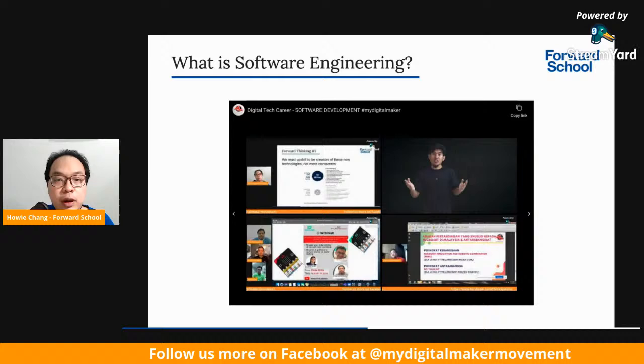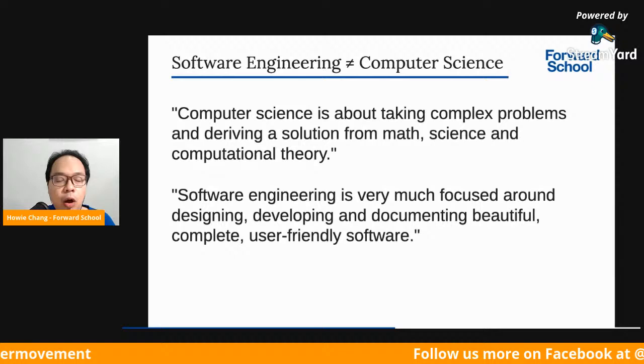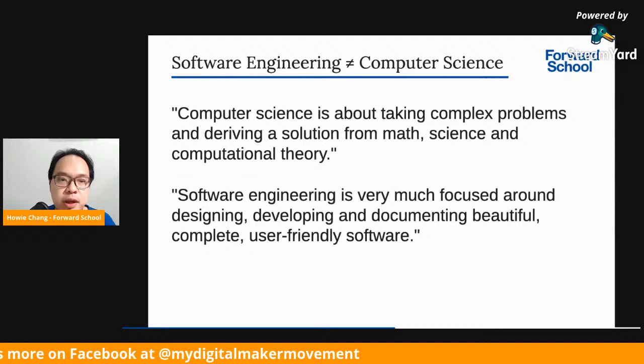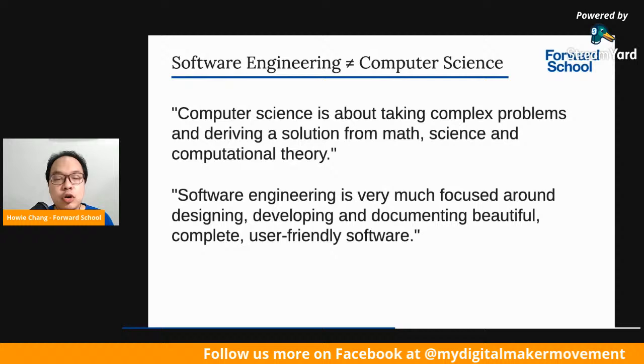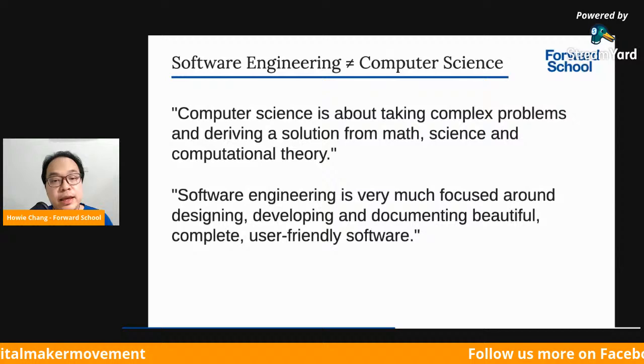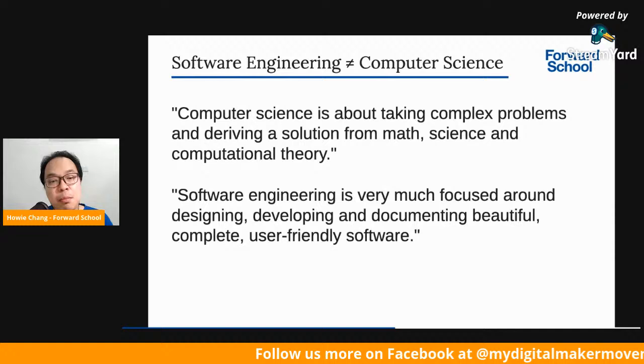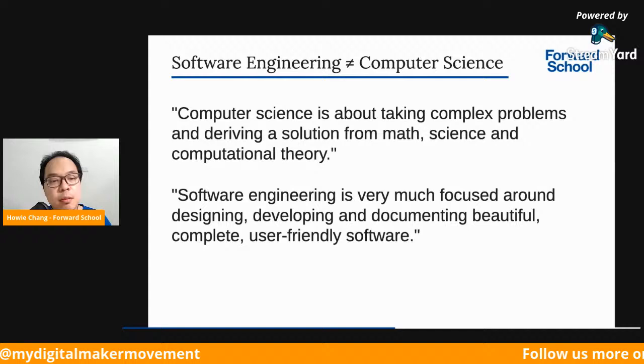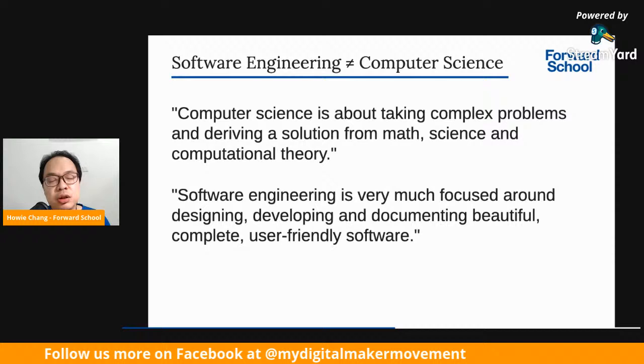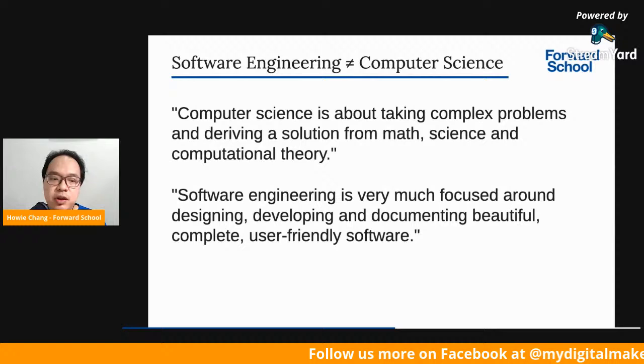So let me go on to my next slide. This is something that a lot of people are confused about. When we talk about software engineering, I must make this very clear: it is not computer science. Computer science is about taking complex problems and deriving a solution from math, science, and computational theory. Whereas software engineering is very much focused around designing, developing, and documenting beautiful, complete, user-friendly software. So in today's digital economy, everyone is using, in one way or another, a website, whether it is a web application or a mobile application.